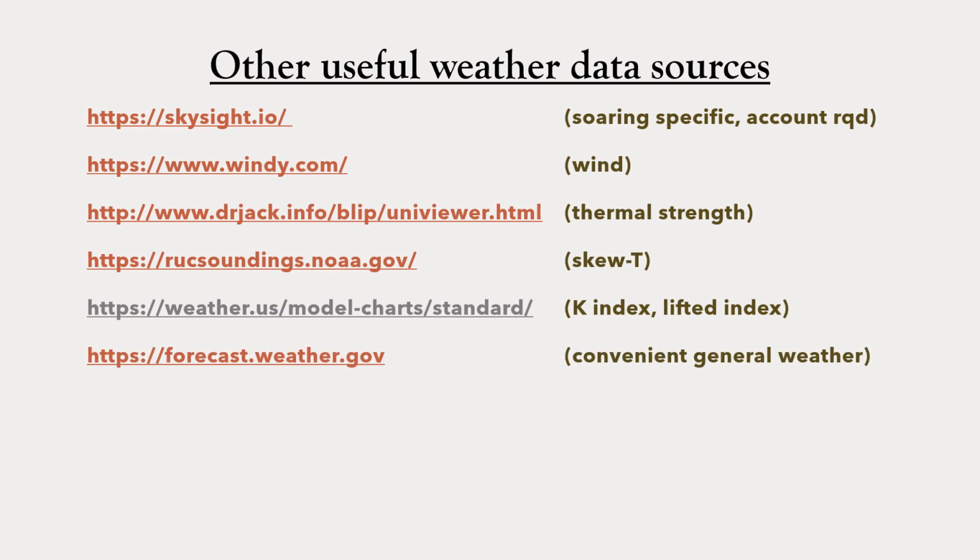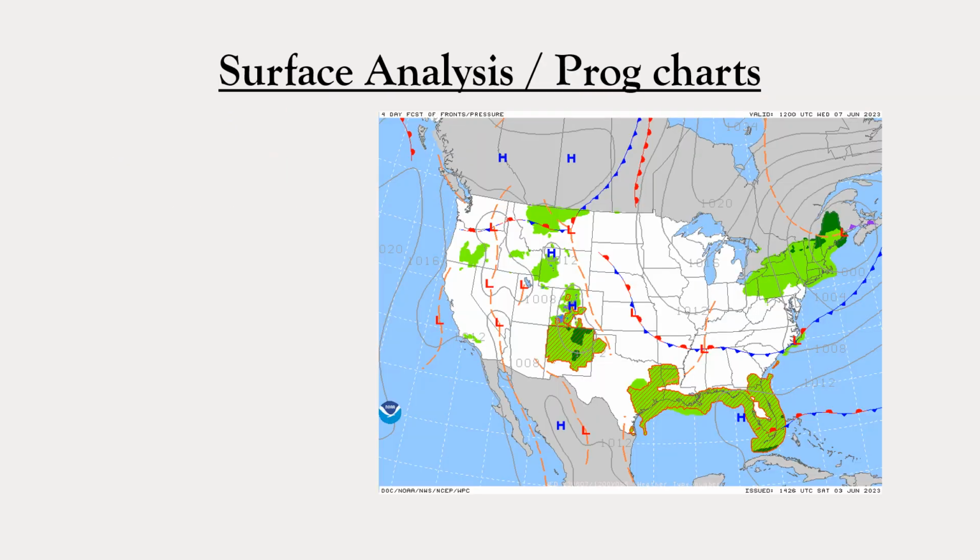Forecast.weather.gov is a good source, and I've set up a link to that on my phone to get a nice presentation of weather data whenever I want to look at it. So let's start with some of the stuff we can get at aviationweather.com.